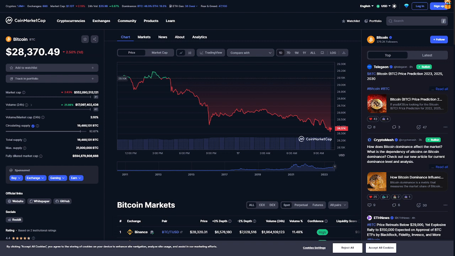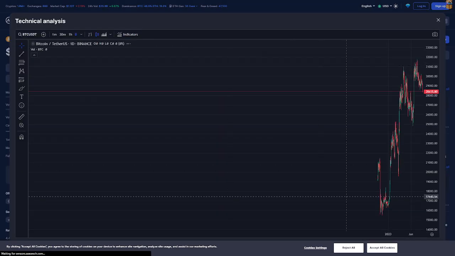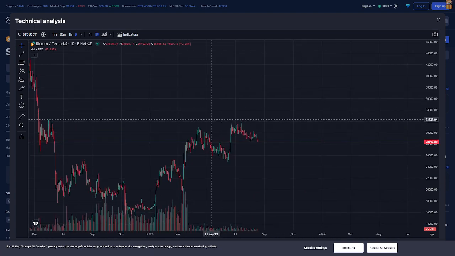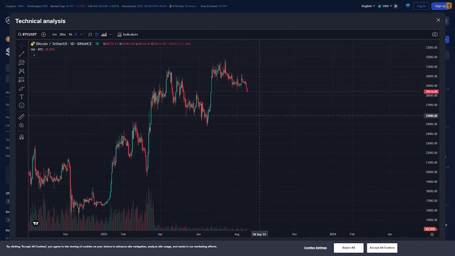So once you're on that, what I'd like you to click is TradingView. Once you click on TradingView, you'll see that this new screen comes up, and this is the technical analysis chart. It's coming from TradingView, which is another website where you can look at crypto, stocks, and forex trading.